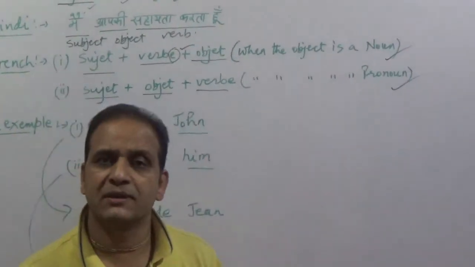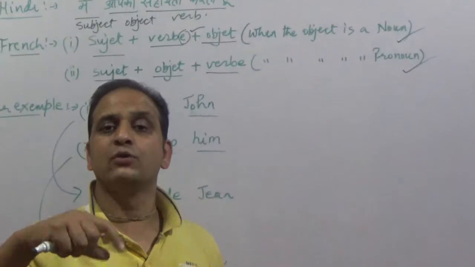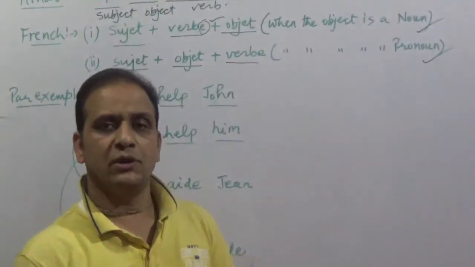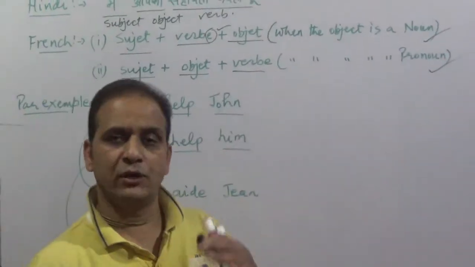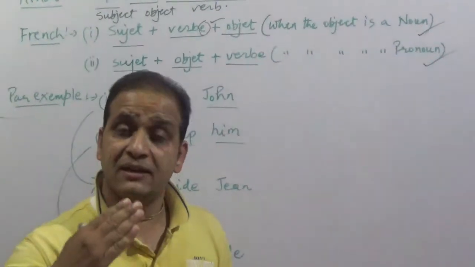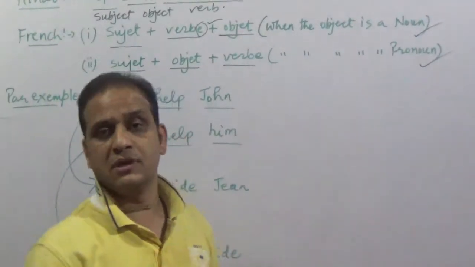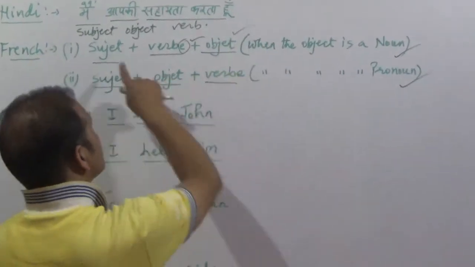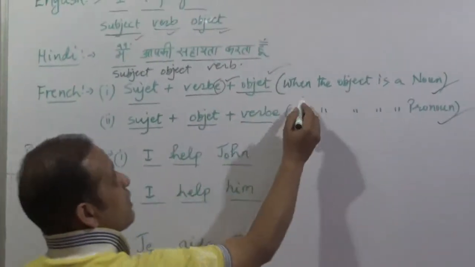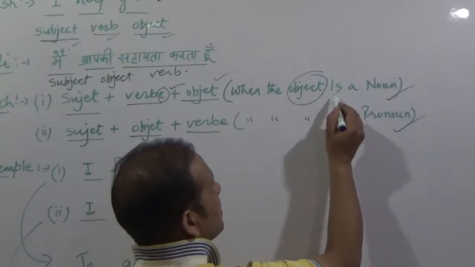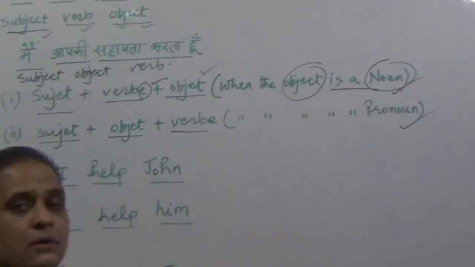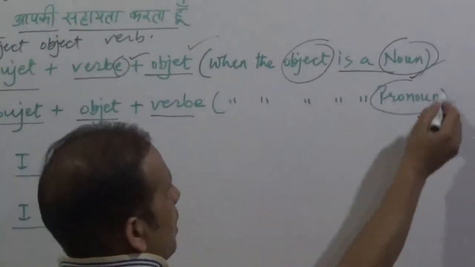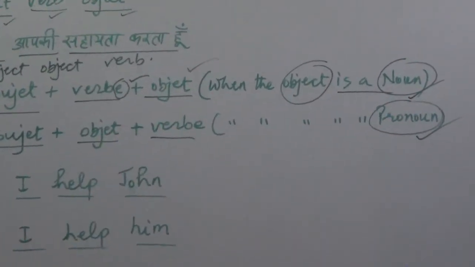Now we have another question. When do they use the English pattern? When do they use the Hindi pattern? Do they follow certain rules, or do they use both of them in a random way? No, they use certain rules. What are those rules? They use this English pattern, sujet, verbe, and objet, when the object is a noun. But when the object is a pronoun, they will use the Hindi pattern.